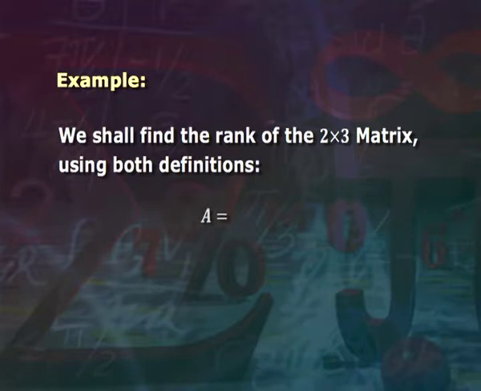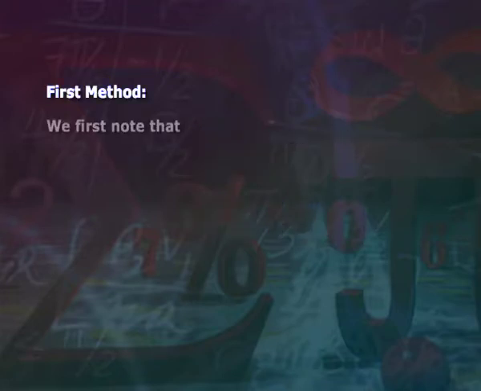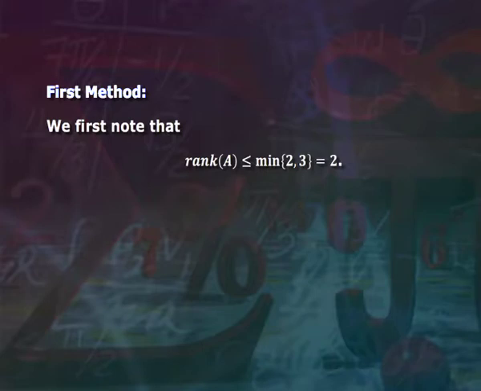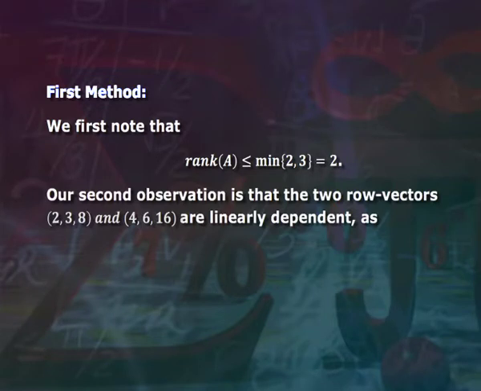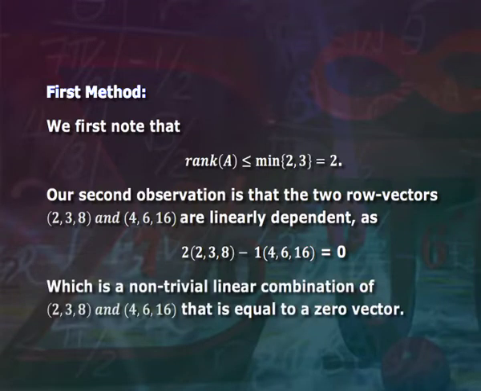Here A equal to 2, 3, 8, 4, 6, 16. First method, we first note that rank of A is less than or equal to minimum of 2 and 3, which is equal to 2. Our second observation is that the two row vectors 2, 3, 8 and 4, 6, 16 are linearly dependent, as 2 multiplied to 2, 3, 8 minus 1 multiplied by 4, 6, 16 is equal to 0, which is a non-trivial linear combination of 2, 3, 8 and 4, 6, 16 that is equal to a 0 vector.